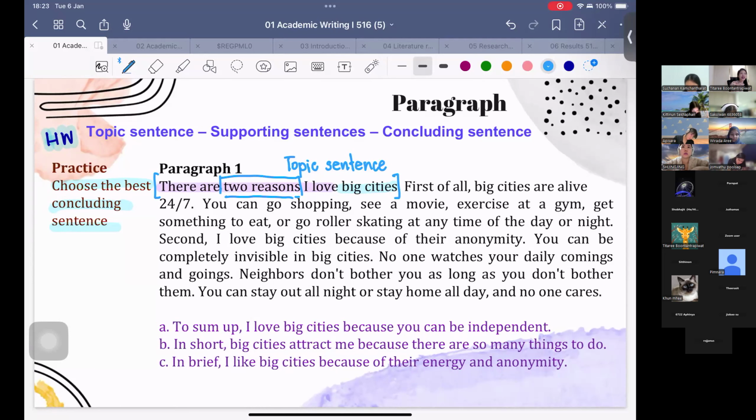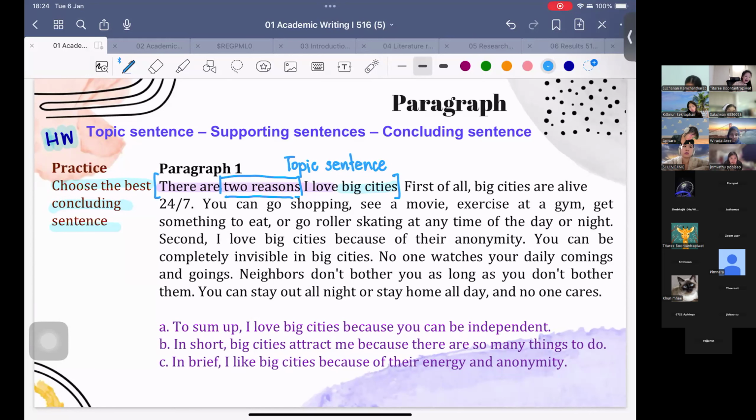So we know that in this case, it's going to be about the reasons, and there are going to be two reasons. Two reasons why I love big cities, and big city would be the topic. So this is how you can construct a topic sentence: start with the controlling idea first, and then follow with the topic.